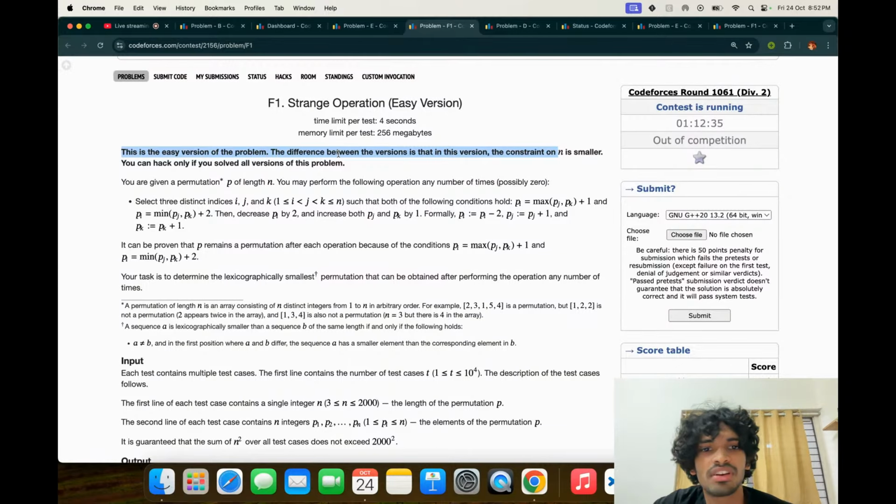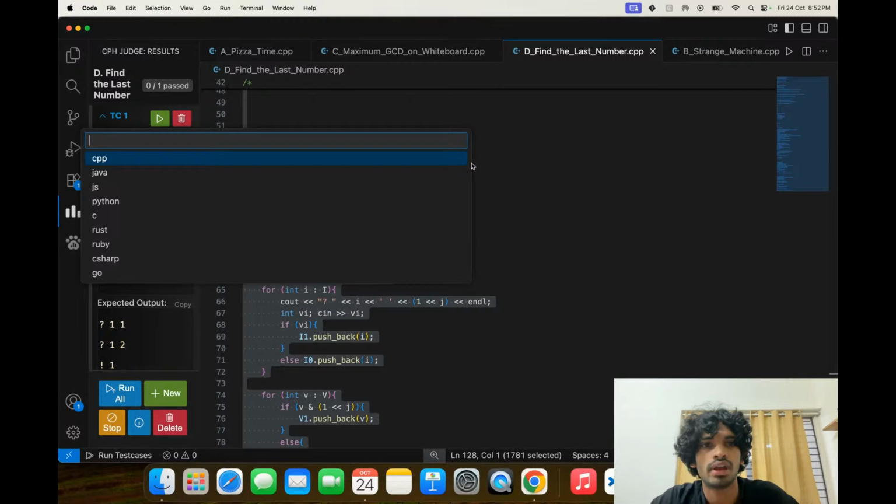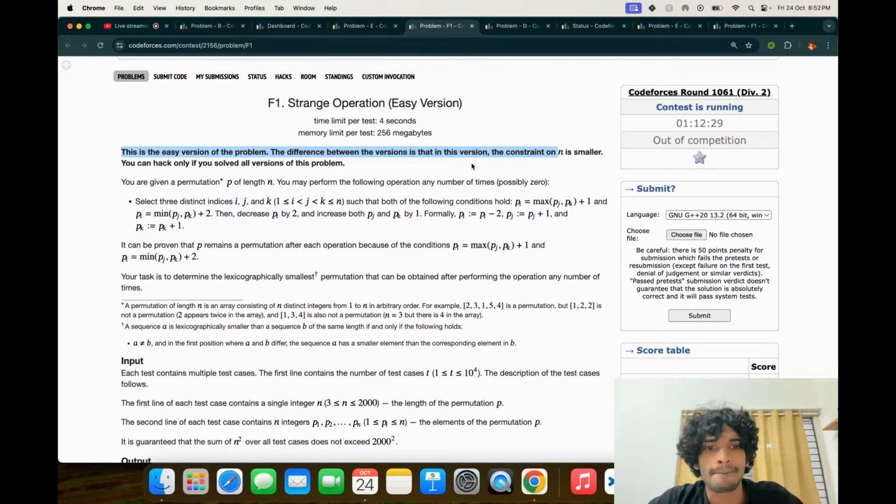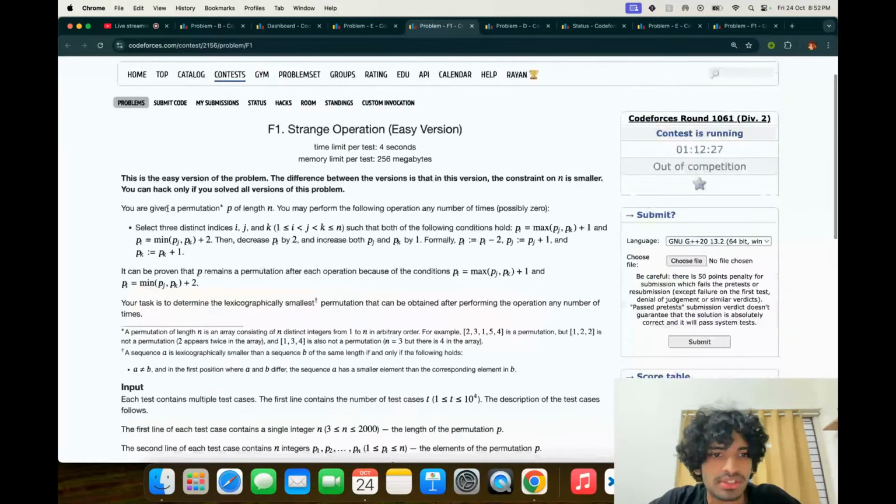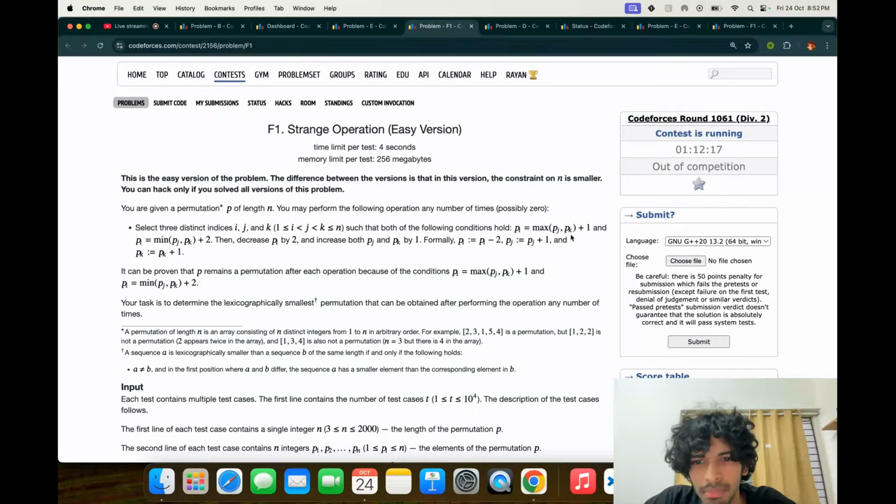This is the easy version of the problem. The difference between the versions is that in this version the constraint on n is smaller. Okay, we have a smaller constraint. You're given a permutation P. You may perform the following operation any number of times. Select three distinct indices i, j, k such that both of the following conditions hold true. Pi equals the max of Pj and Pk plus 1. So Pi is here. One of them is slightly smaller. The other can be any small one, smallest.